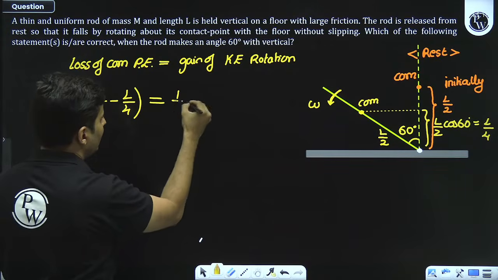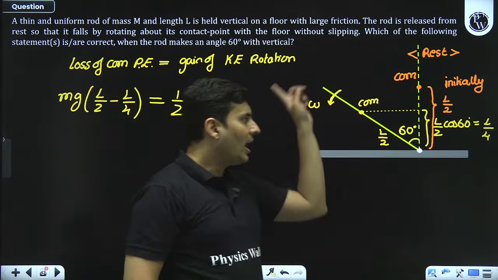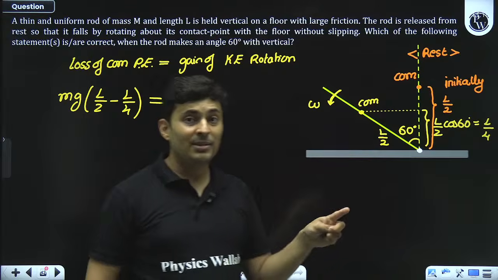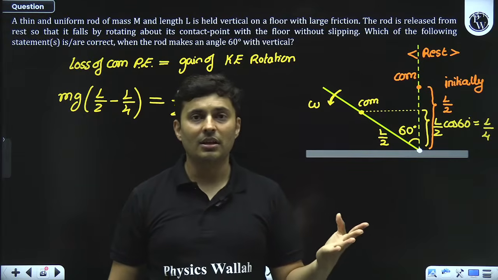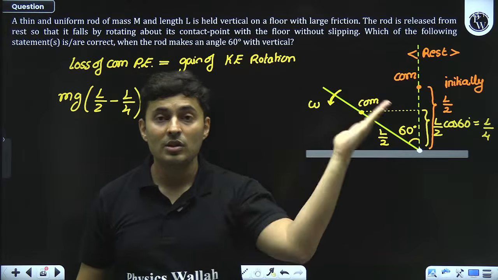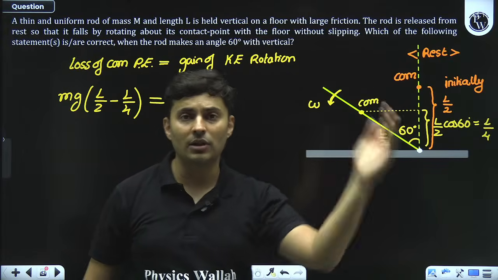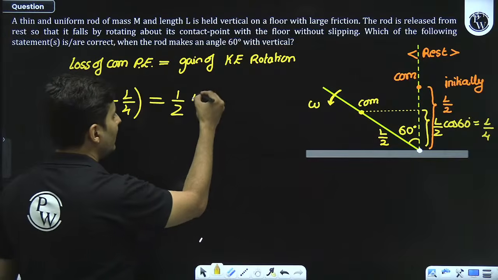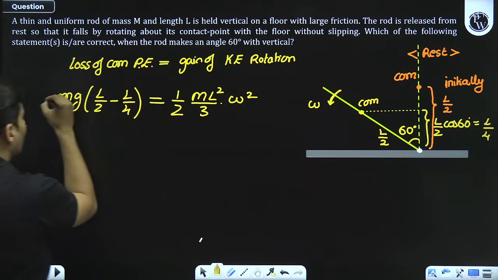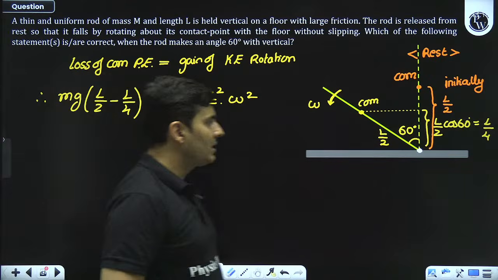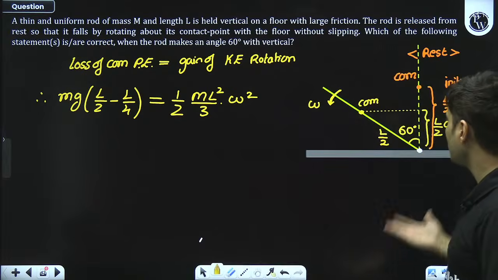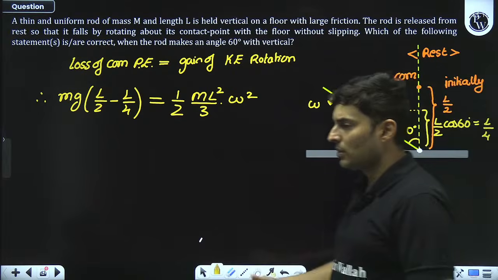Gain of rotational kinetic energy, half I omega square. I is the moment of inertia of the rod. Don't take it as ml square by 12. Common mistake. The rod is not rotating about the center, it is rather rotating about the end. So what's the moment of inertia about the end of the rod? It is ml square by 3. So ml square divided by 3 into omega square. I feel starting with the energy principle makes sense, because not much else directly gets you the angular velocity.